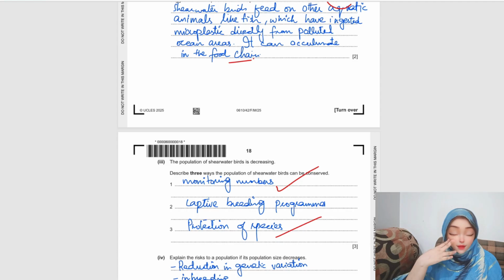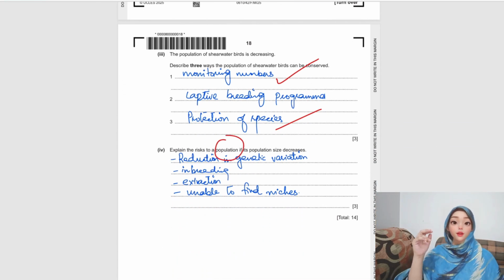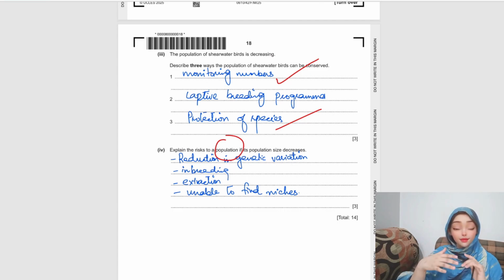And lastly we need to explain the risk to a population if the population size is decreasing. If the population size is decreasing, it means that there is a reduction in their genetic variation. It may cause inbreeding, extinction, and lastly they are unable to find their niches. Okay, all right.